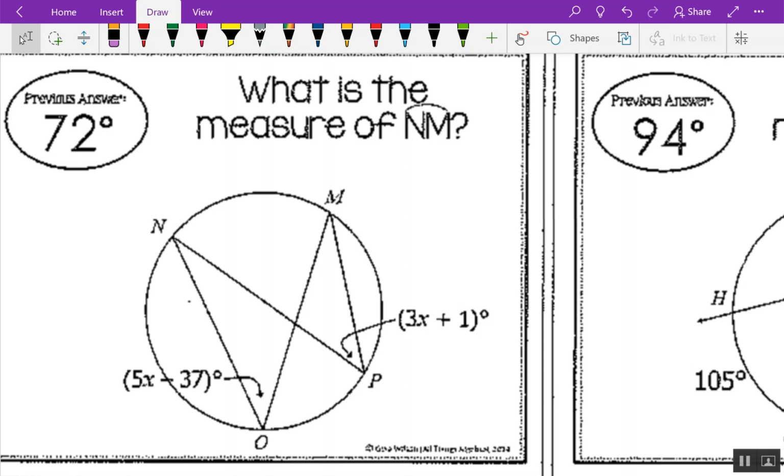Okay? If you're not going to include the 90, then it's just going to equal 90. All right, with this one, we want the measurement of this arc.